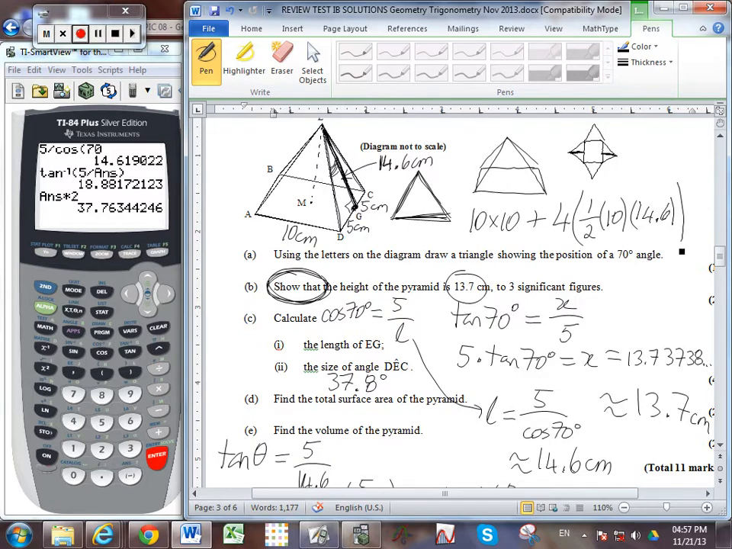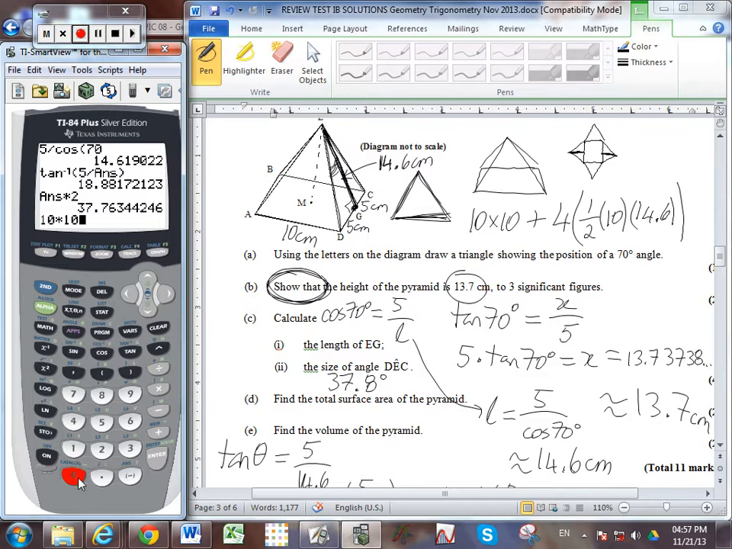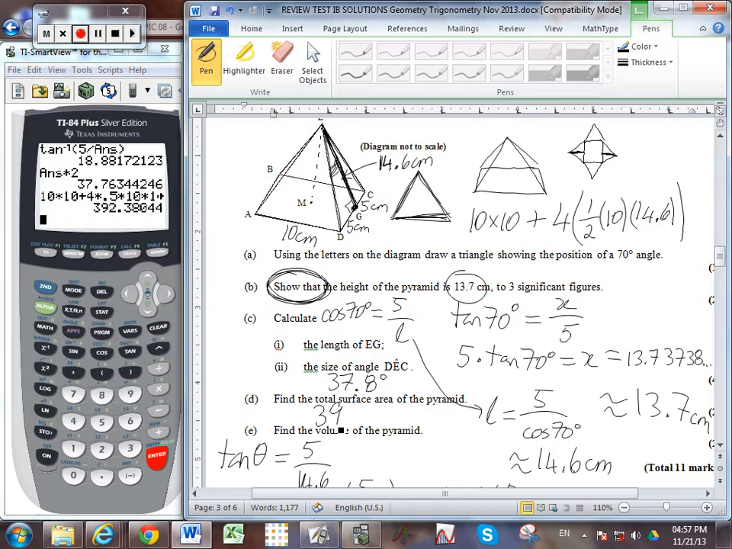Alright, here we go then. So we've got 10 times 10 plus 4 of the triangles, which are each 0.5 times 10 times, and I'm a stickler for having exact values, so I can still see 14.619. Let's just add on a couple of extra decimal places, 619022, and I've got a total surface area then of 392.4. That rounds to 392. So 392, and the units will be centimeters squared, because of course it is a surface area.